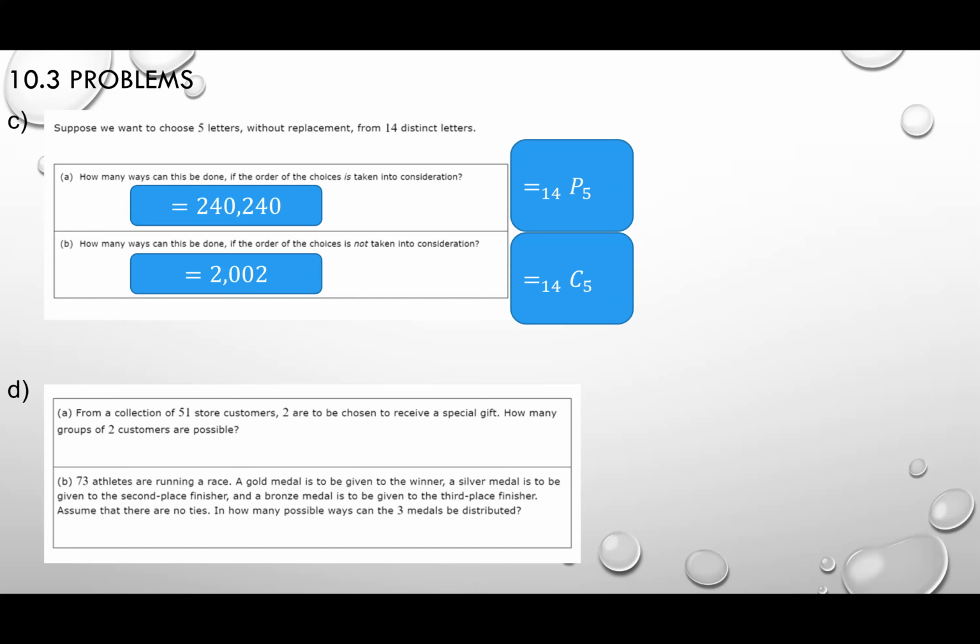So look at this thing here. Hopefully you guys see that we have a group of items and we need to choose some number, right? In the first one, we have 51 and we need to choose 2 of them to receive this gift. And in the second one, we have 73 of them, and we need to choose 3 of them to receive this medal.